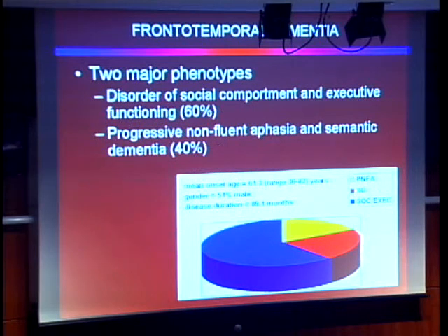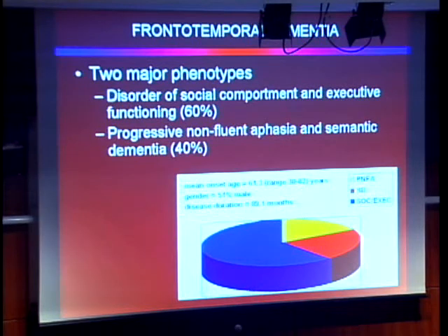There are two major ways in which frontotemporal dementia presents. One is as a disorder of social comportment and difficulty with what we call executive functioning. This is planning and organizing and attention, and I'll talk about these in just a moment. And the other way that FTD presents is as a disorder of language or aphasia. We refer to this as progressive aphasia because the language disorder gets worse over time.